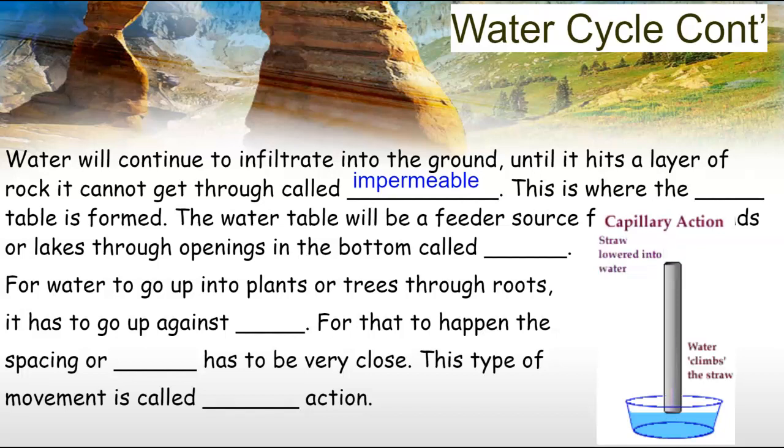Remember what I said? It's that rock that it can't go past, so it stays right there on top and it flows, called the water table. The water table is a feeder source for ponds or lakes through openings in the bottom called springs. So you have all this water table and then little breaks come up through and it's springs.